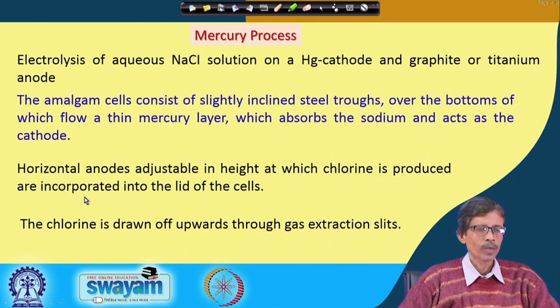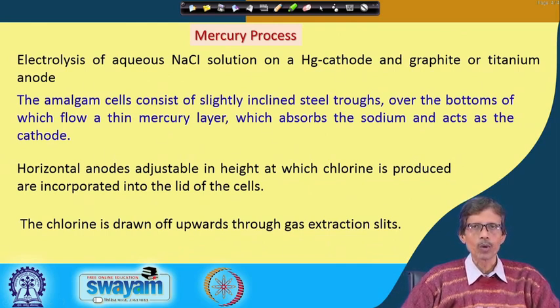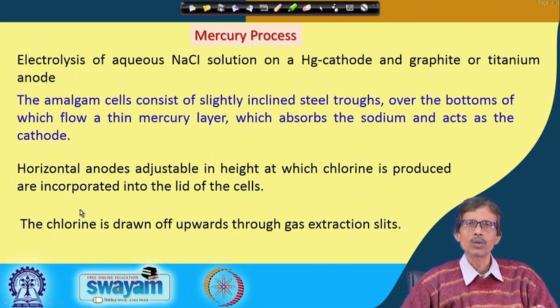Now, chlorine is produced as one of the gaseous components during electrolysis and is drawn off upward through the gas passage slits. Industrial people sometimes call it gas extraction, but as typical chemists we do not use extraction that way; extraction we use when some solvent is used for extracting some solid material. So, it is a gas passage. Gas passage slits are available through which the chlorine is allowed to pass, close to the electrode which is producing the chlorine gas.